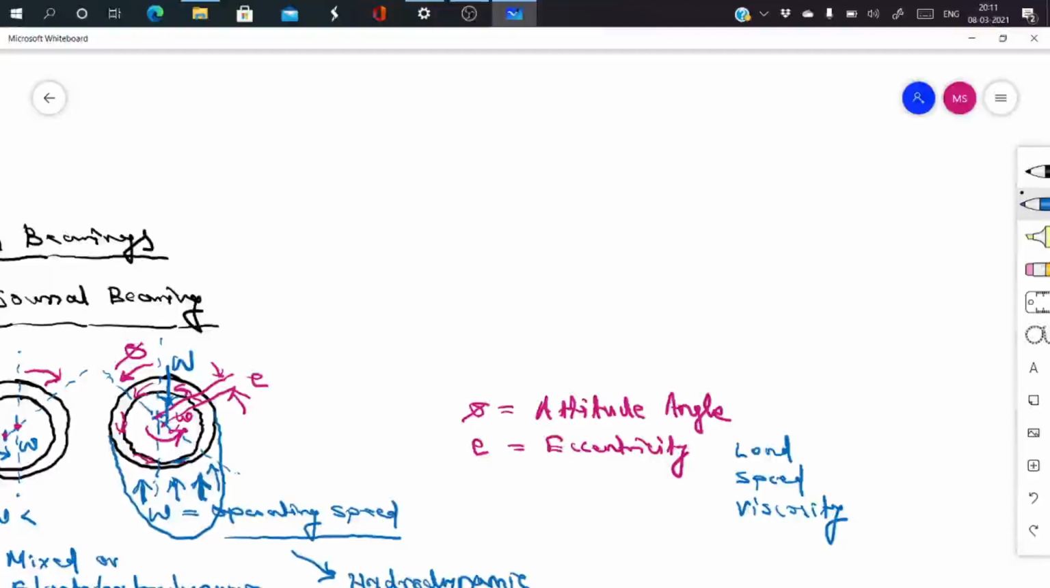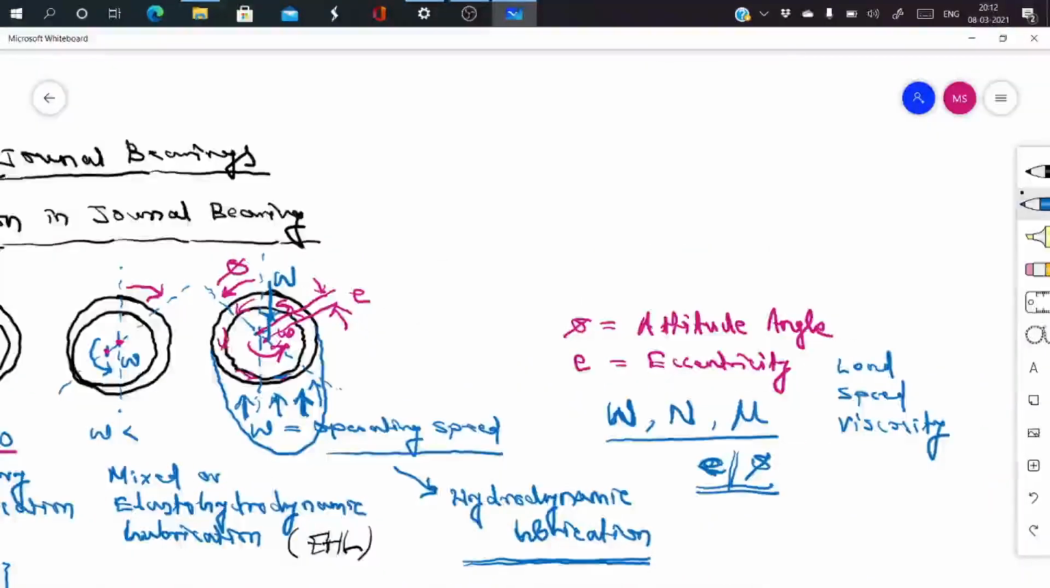So for a particular W, let's say the load, and speed RPM, and viscosity mu, if these three are constant for an operating condition, then your E and phi will automatically be adjusted to give you the required configuration or operating condition of the journal bearing.